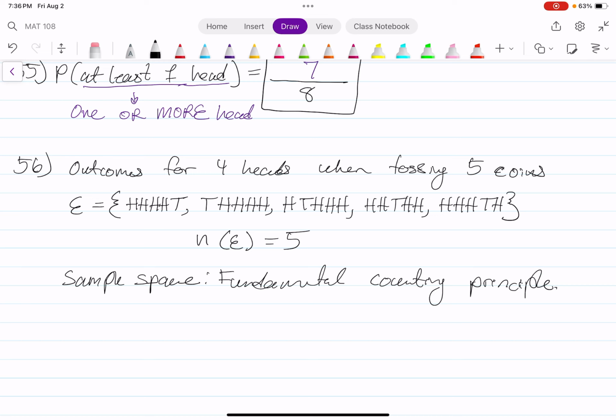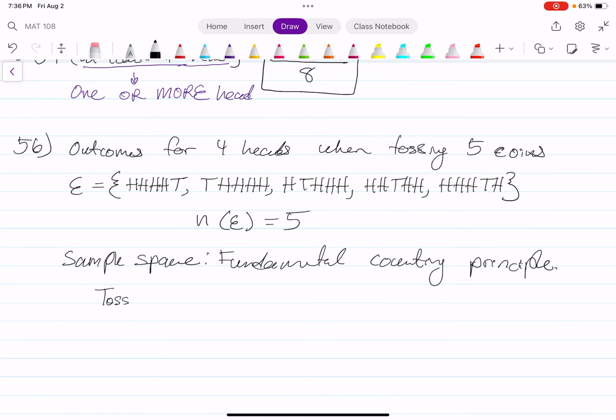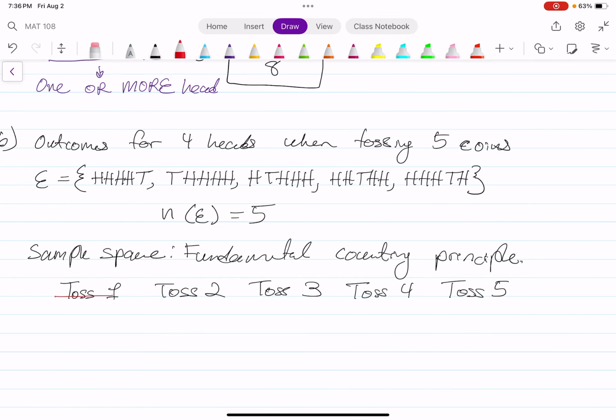And we're going to use it to find the number of outcomes we have when we toss a fair coin 5 times. So toss 1, toss 2, toss 3, toss 4, toss 5. When you toss a fair coin, there are 2 outcomes, heads or tails. So the first toss gives us 2 outcomes, heads or tails. As well as the second toss, there are also 2 outcomes. The third toss also has 2 outcomes, so does the fourth, so does the fifth.